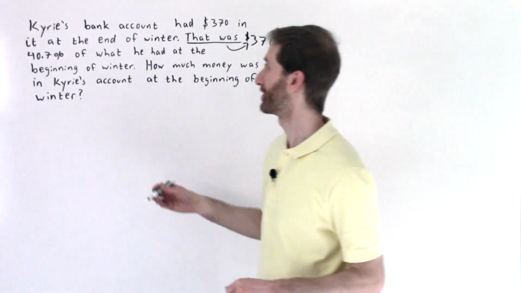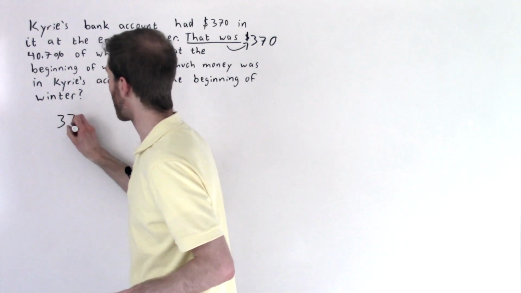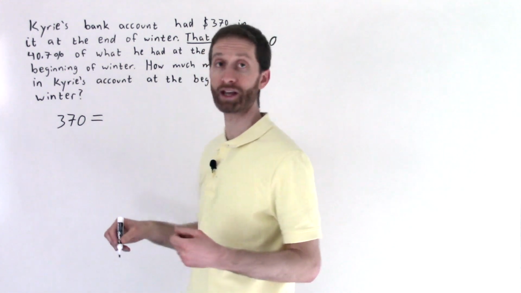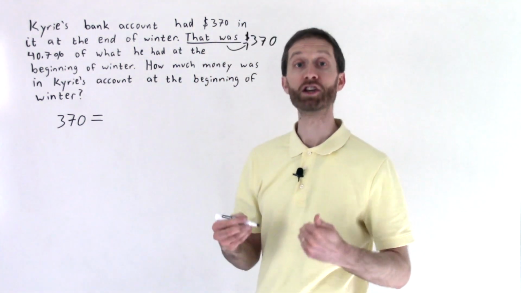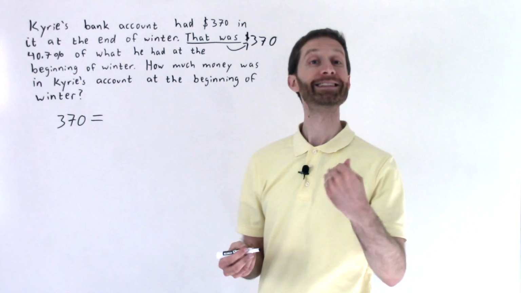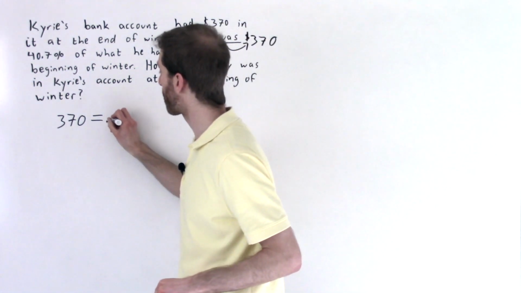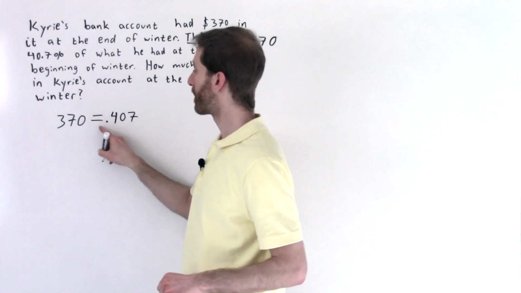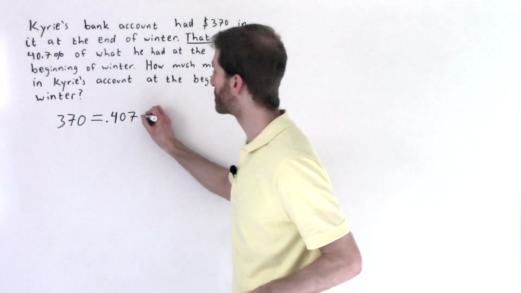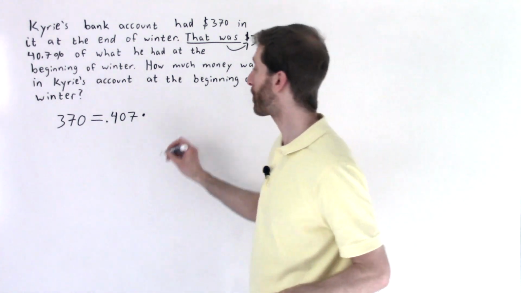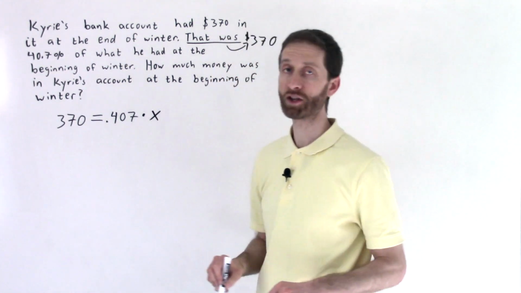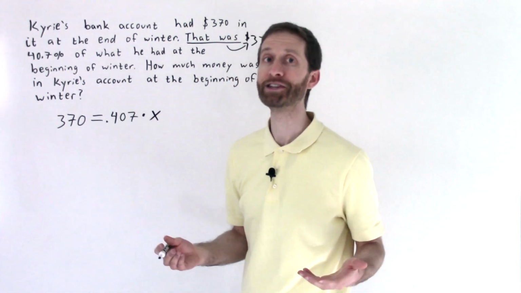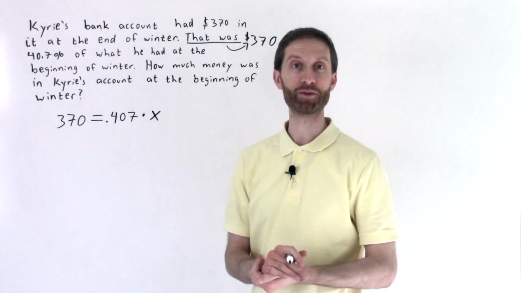And that's our equation. So $370 was or is 40.7% of something. So as a percentage in an equation, we write that as a decimal. So that's going to be 0.407. So 370 is 40.7% of, means multiplication, some number that we don't know. So it turns out that we're actually taking a percentage of the original whole to get the part out. But we didn't need to know that in order to just translate what we need.